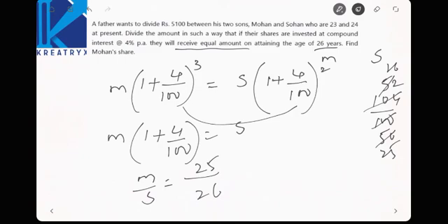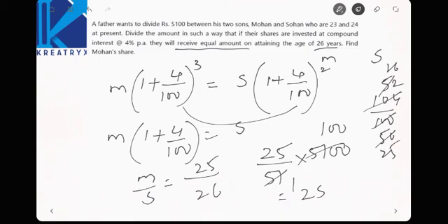So 5100 is divided in 25 is to 26 ratio. You have to find out Mohan's share. Mohan's share is 25 parts out of 51 parts. So total amount invested is 5100. So Mohan's share will be how much? 2500.